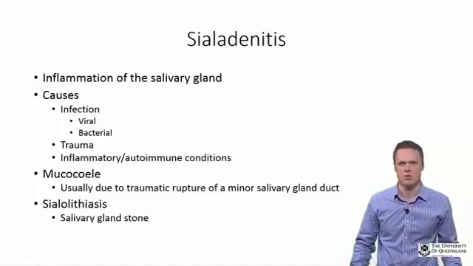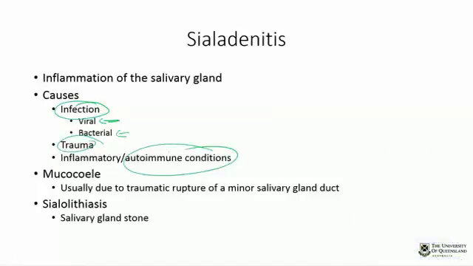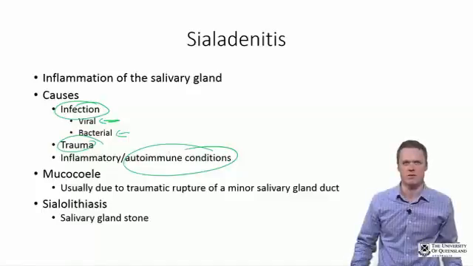It has numerous causes, but the most common are infections caused by viruses and bacteria, traumatic injury, and autoimmune conditions affecting the gland. The most common viral cause of sialadenitis is mumps, a paramyxovirus. It causes painful swelling of the major, usually the parotid salivary glands, and can also affect other organs such as the testis, pancreas, and the brain.